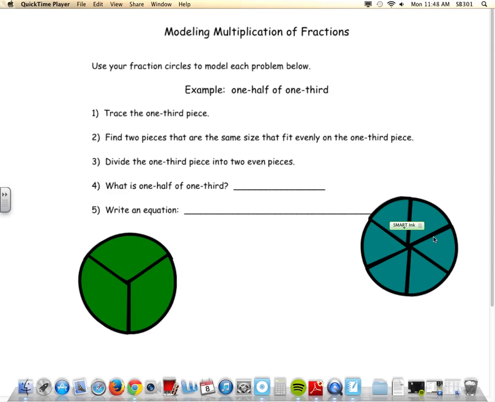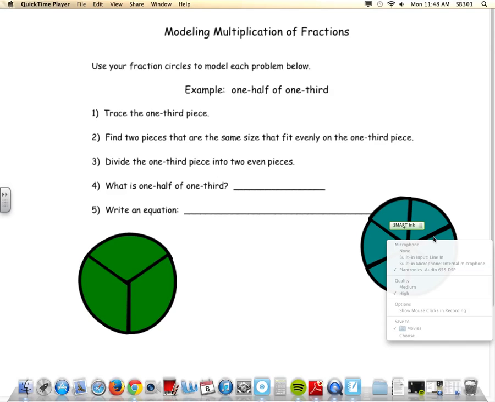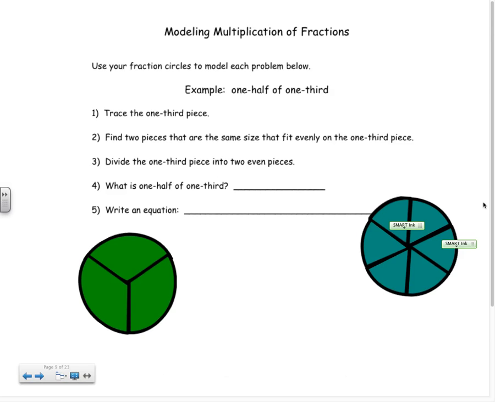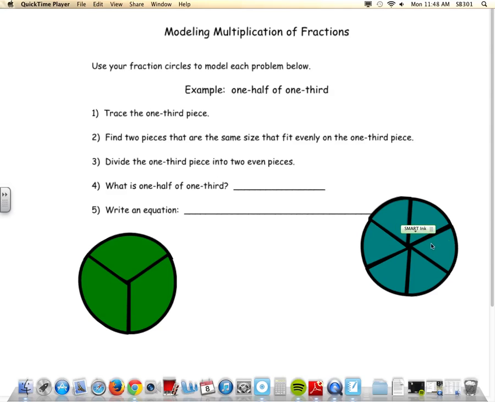We are going to pick up today where we left off in class modeling fractions with our fraction circles. So I'm going to go over the worksheet we did, and then I'm going to show you some word problems. It says use your fraction circles to model each problem below. Our example is 1/2 of 1/3.